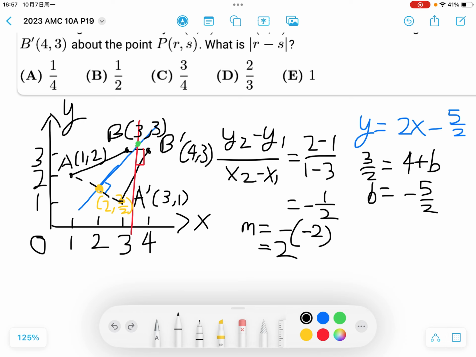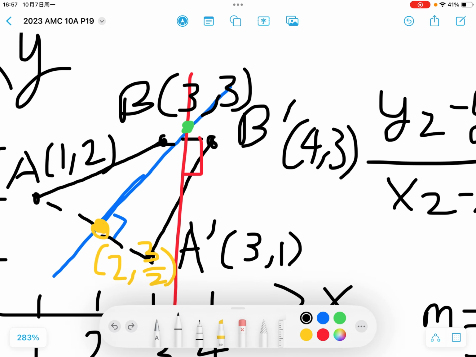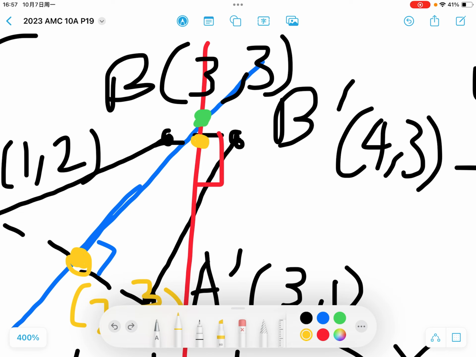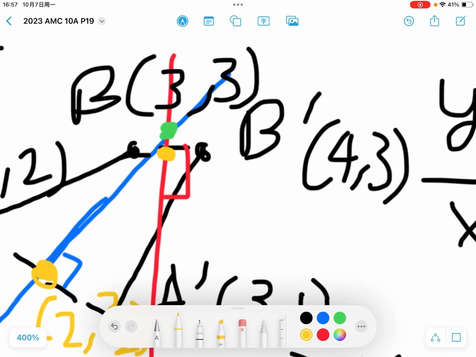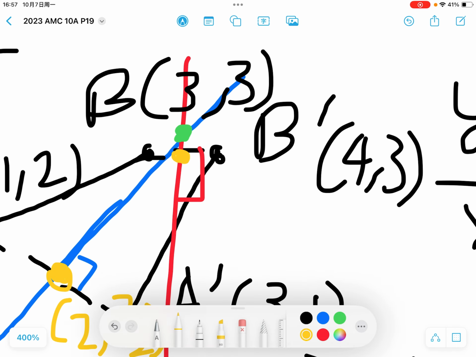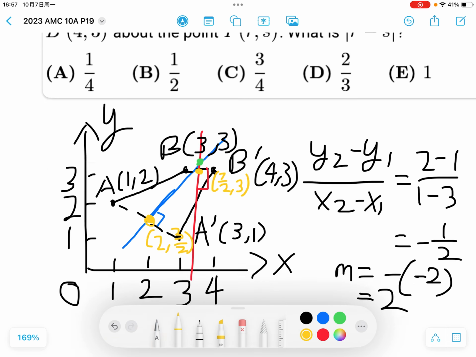In fact, the perpendicular bisector of BB prime is a straight line, so it's supposed to be x equals something. So we just need to find the x coordinate of one of its intersection points, because the x coordinate of everything here is just consistent. So let's try to find the x coordinate of this intersection point. That is the midpoint of BB prime. So the midpoint of BB prime is going to be 3 plus 4, which is 7, divided by 2. So 7 over 2, 3.